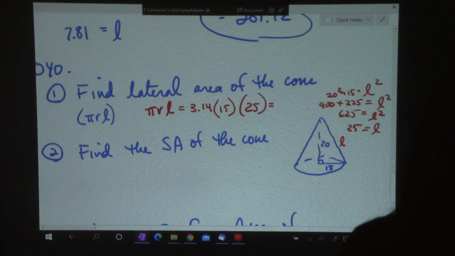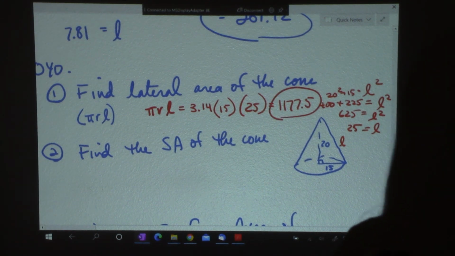And when I work it all out, I get 1177.5. So again, depending on how you round things, if you had 1178 or 1175.5, if I can see your work and what you did, then I will count it correct if there's no directions about how to round things.